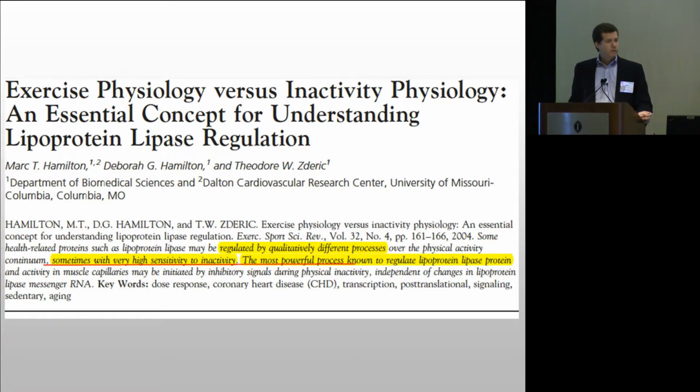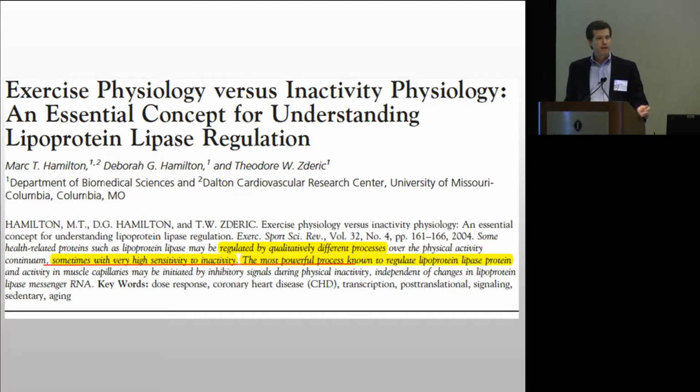So we wrote in 2004 that there might be qualitatively different processes regulating some of the proteins and genes that determine your health. And sometimes there's a very high level of sensitivity to the way your body responds, even in a rapid, even in hour time frame, to sitting.